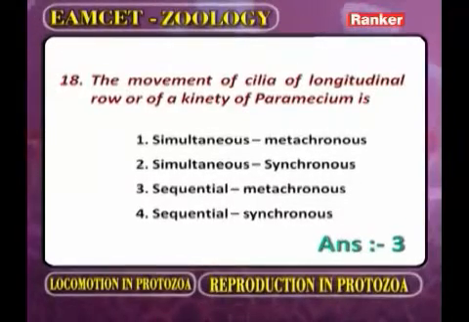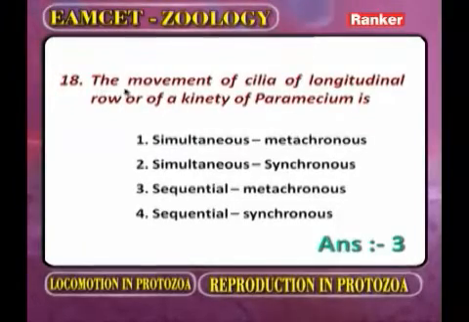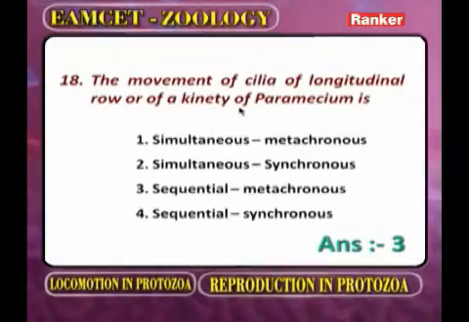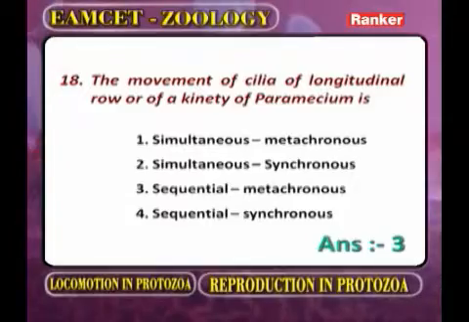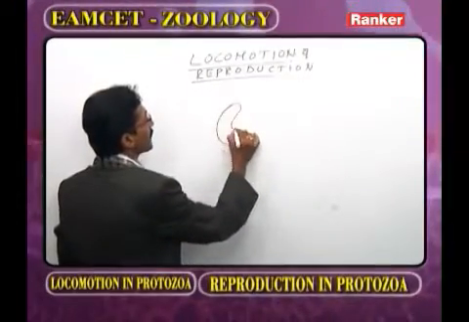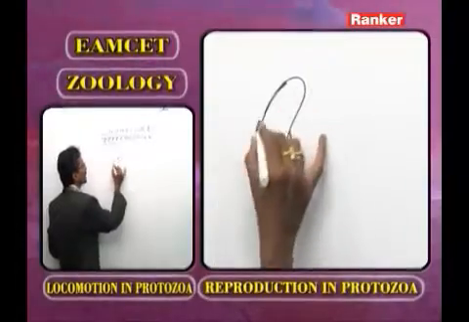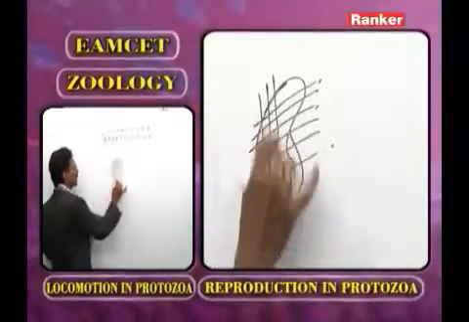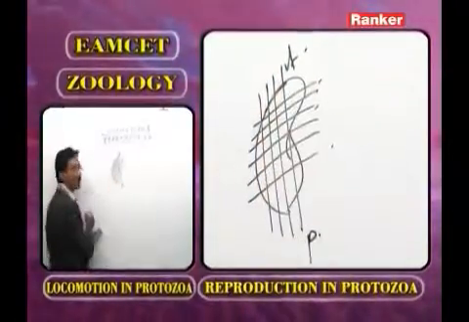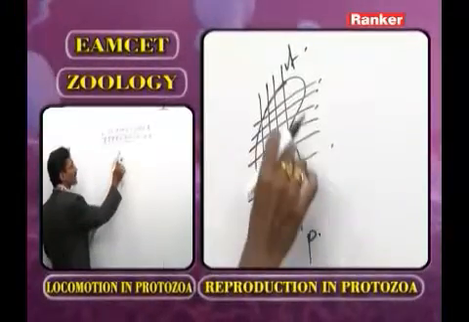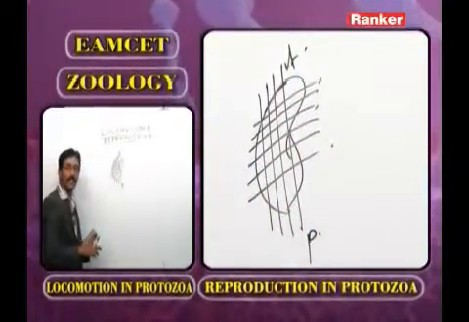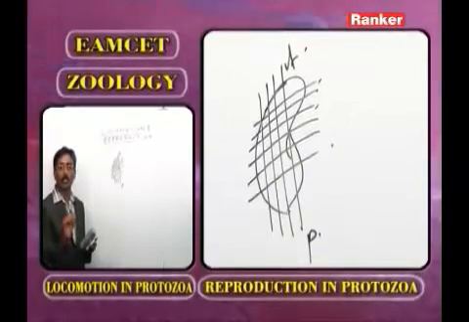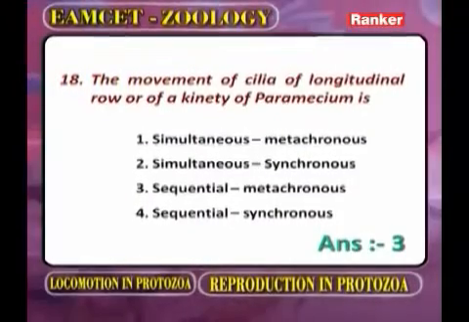The movement of cilia of a longitudinal row of a kinety of Paramecium. Now, as we observe the body of Paramecium, some cilia are arranged transversely and some cilia are arranged longitudinally. This is the anterior end, this is the posterior end. The longitudinal rows of cilia extend from anterior to posterior. Here the question is the movement of cilia of a longitudinal row, or kinety, of Paramecium.